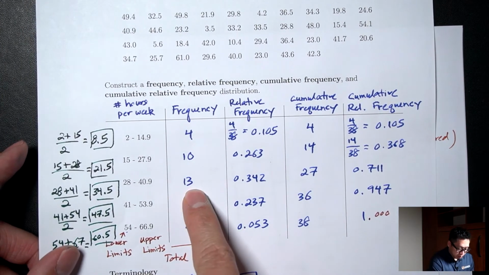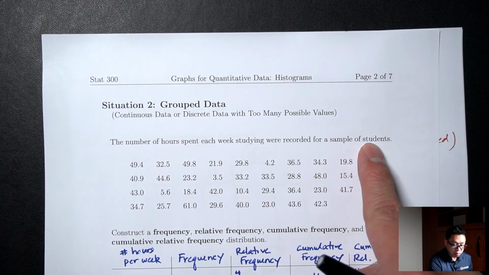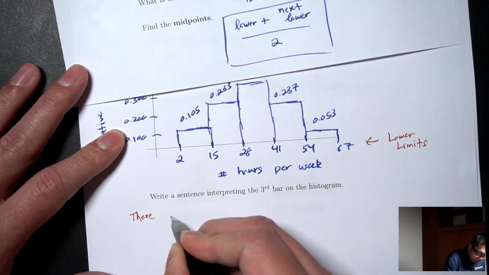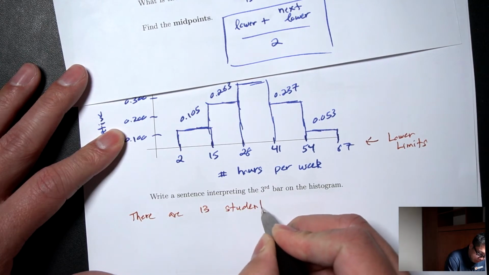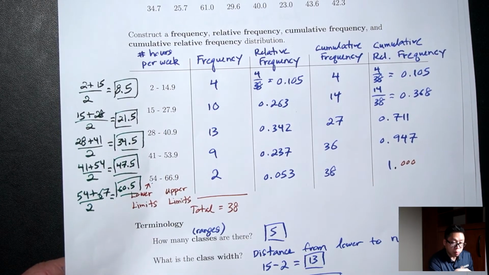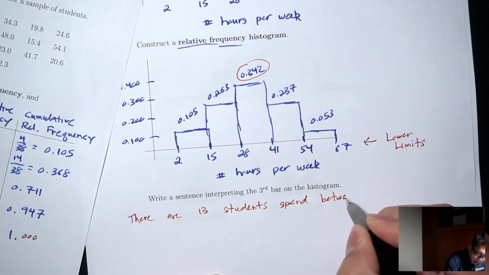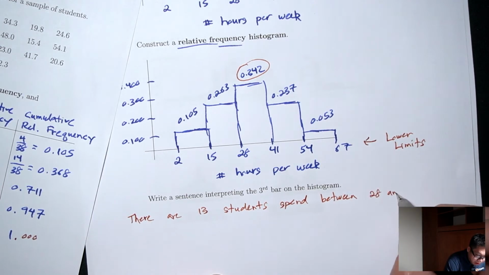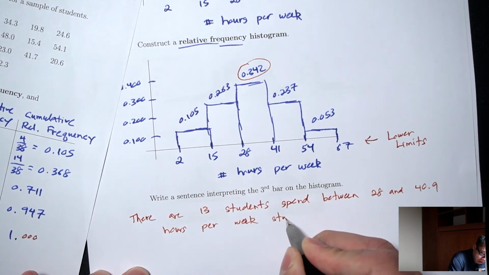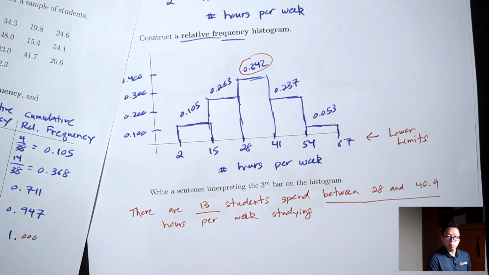Okay. 13, so this is counting how many, so there's 13. What are we talking about here? These are coming from a sample of students, so there are 13 students. And what's special about these 13 students? These 13 students spend between 28 and 40.9 hours per week studying. Okay, I'm looking for the 13, and then what's special about these 13? They spend between 28 and 40.9 hours per week studying.